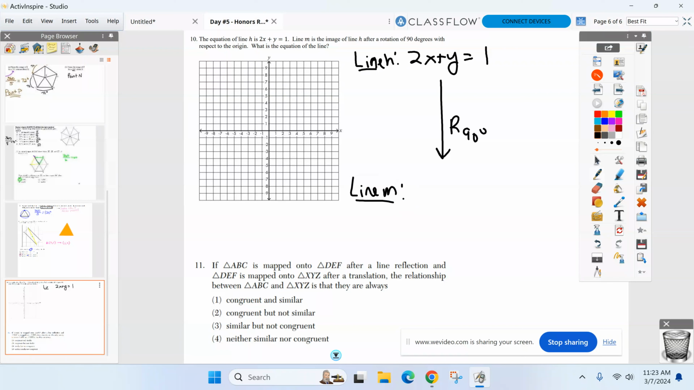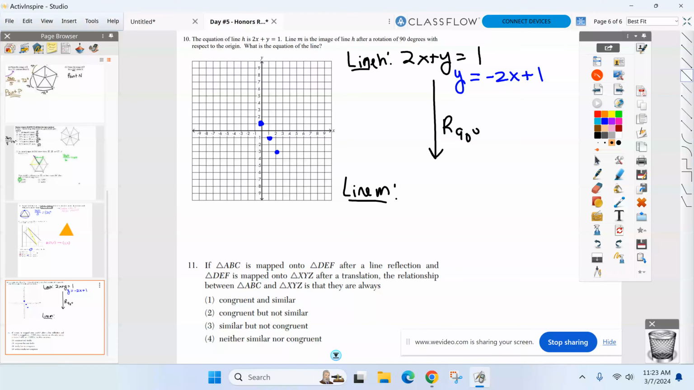You guys want to get into y equals form for me? Y equals, what, negative 2x when you subtract the 2x over, plus 1? Feel comfortable graphing that? What's your y-intercept? 1. You guys can also go on your graphing calculator and do it. I just want to do it quick, I guess. Slope of negative 2, so down 2, right 1. Down 2, right 1 for a couple more points. So here is line H.